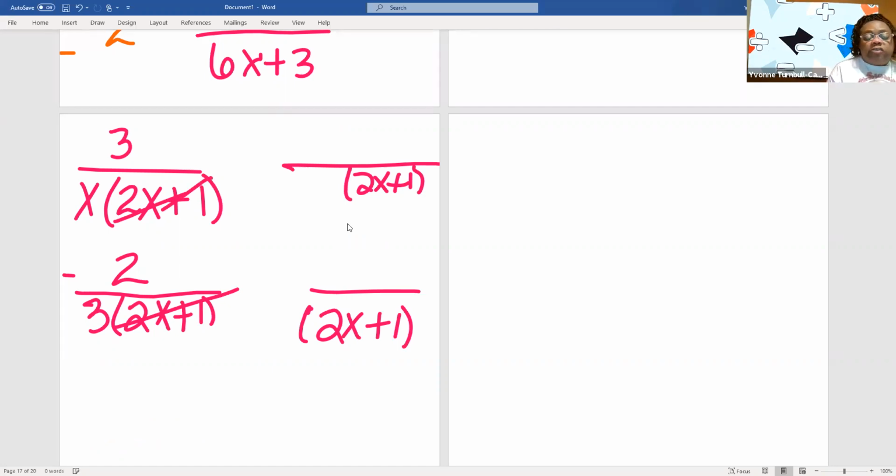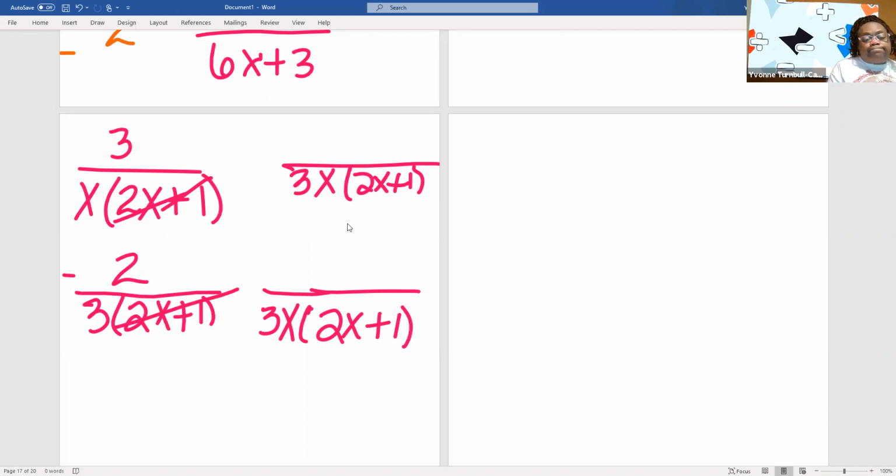Look at what's left in each denominator. Each denominator is going to contribute what's left to the LCD. The top denominator has an x left, so it's going to contribute an x to the LCD. The bottom denominator has a 3, so it's going to contribute a 3. That's what I mean by contribute. You can't just have it and not use it. You're looking for everything that's in common.